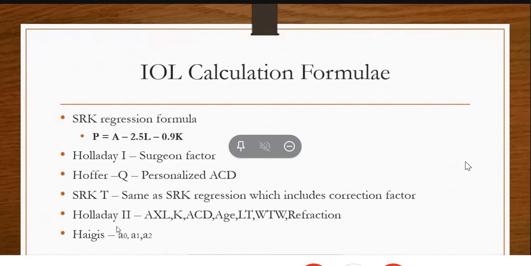So actually, you know, for each and every race or each and every region, the axial length varies. If you take Indians, the average axial length is 23.5 to 24 mm, but in the case of Western countries, 22 to 22.5 is the average axial length. So region-wise, most of the countries follow this Holladay 2 formula. The Holladay 2 formula needs the following values.